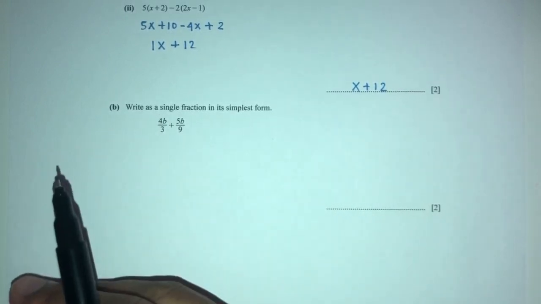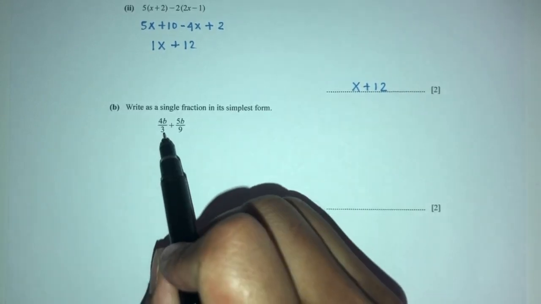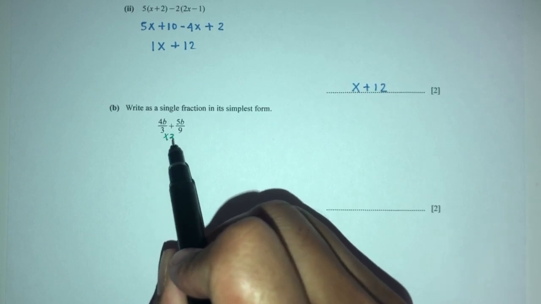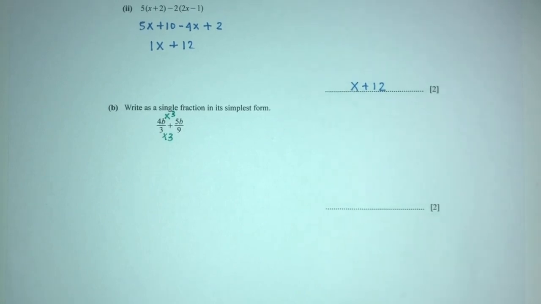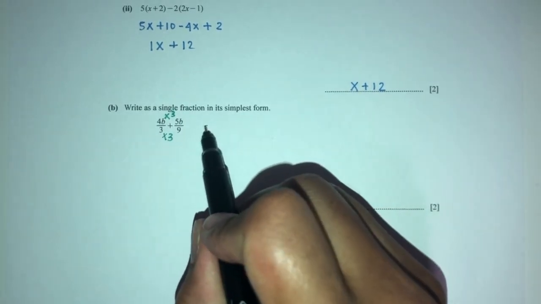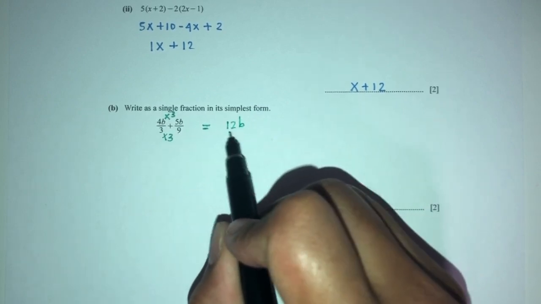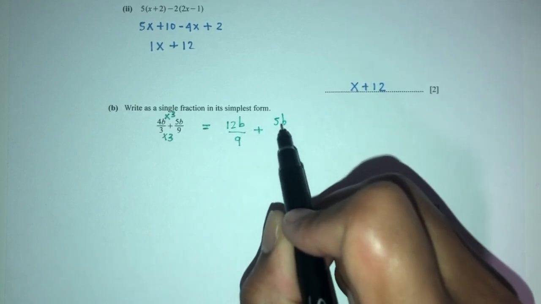You can either do cross multiplication, or you do realize that I can make 3 become 9. How? Multiply this by 3, and then of course you have to multiply the top by 3 as well, so you don't change the fraction. So let's simplify. 4 times 3 will be 12 over 9. 3 times 3 is 9, plus 5b over 9.